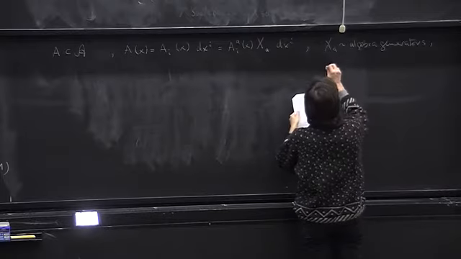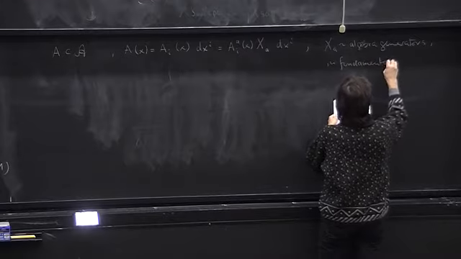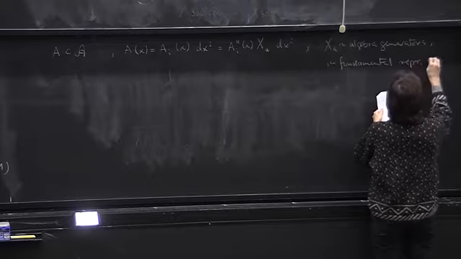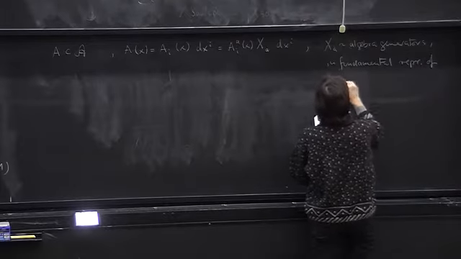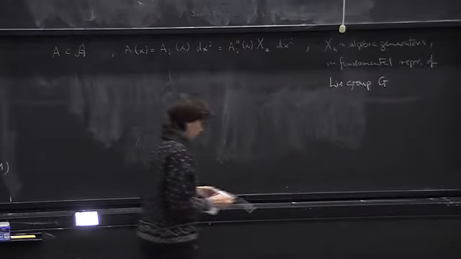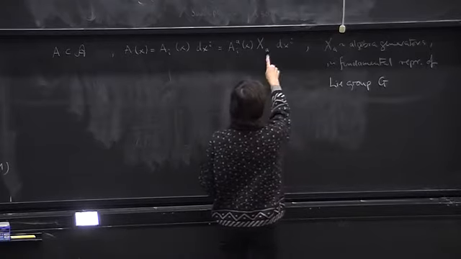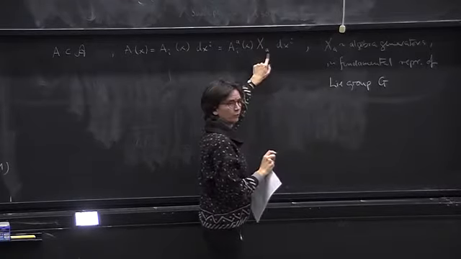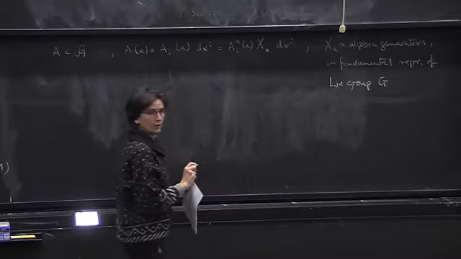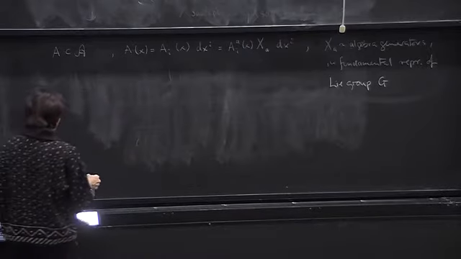Well, let me choose them in the fundamental representation. Of course, this generalizes in principle. Representation of the underlying Lie group, G. So in our case, that would be SO(3) or SU(2). And of course, the A runs from 1 to the dimension of the group or algebra. Okay, I hope this is entirely familiar.